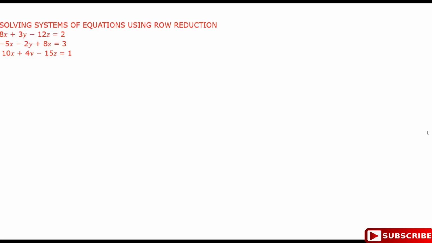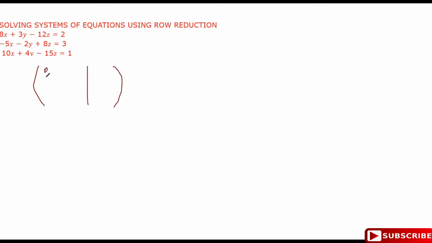All right. So we're going to be solving this 3 by 3 system of linear equations using row reduction. In order to use row reduction, the first thing we need to do is put it in its augmented matrix. We need to write the augmented matrix for this. And to write the augmented matrix, you take the coefficients of the x, y, and z.